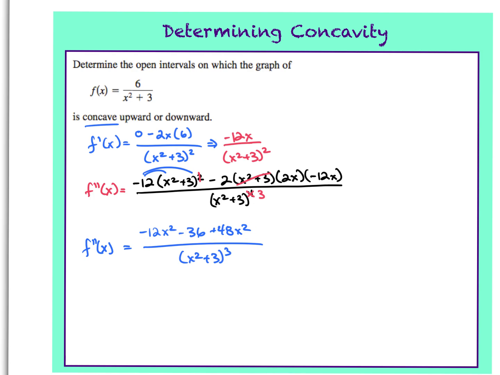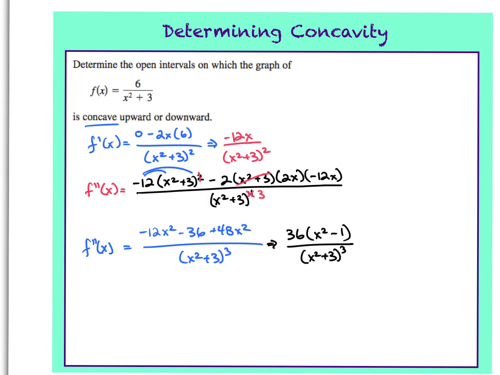Positive 36x squared. All right, and then what could I factor out when I'm starting to work with it? I'd factor out a 36. And so now I have 36 times the quantity of x squared minus 1 over x squared plus 3 cubed. All right, and so there's my second derivative.